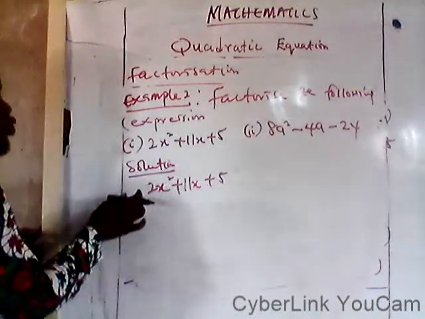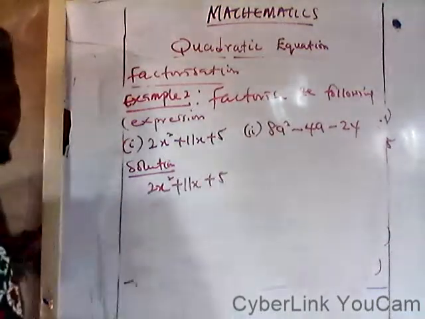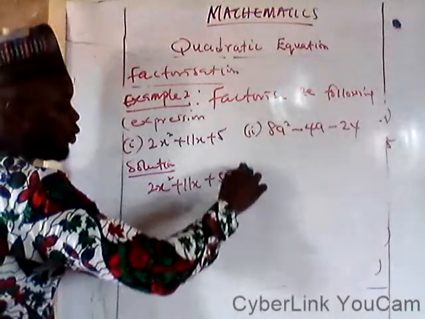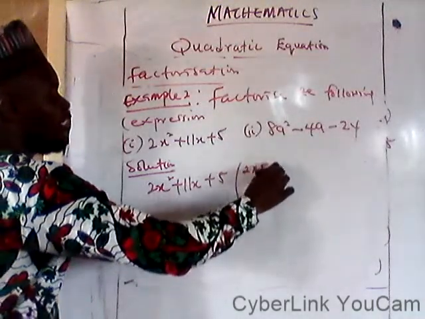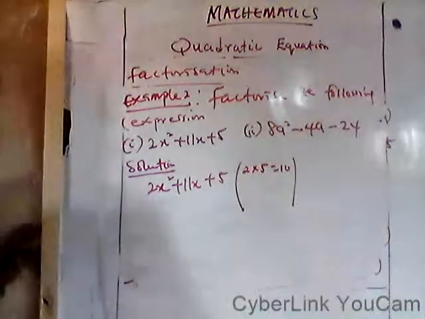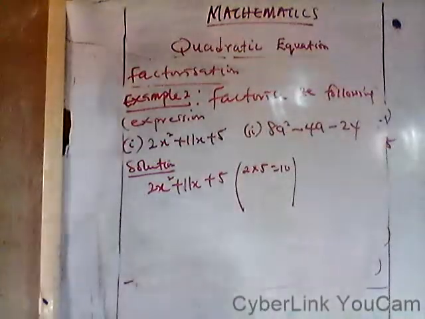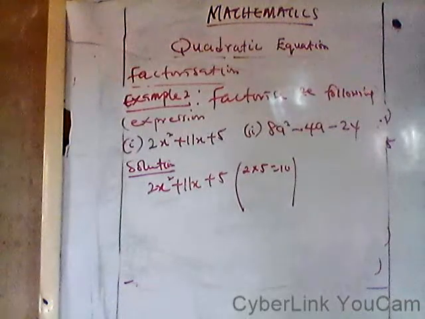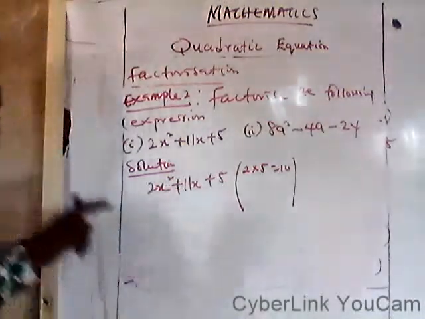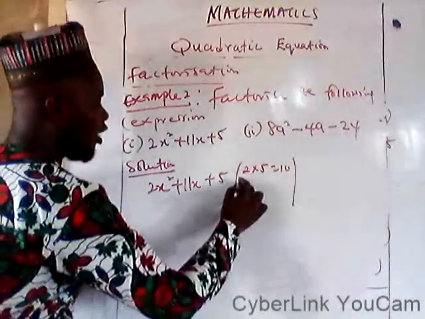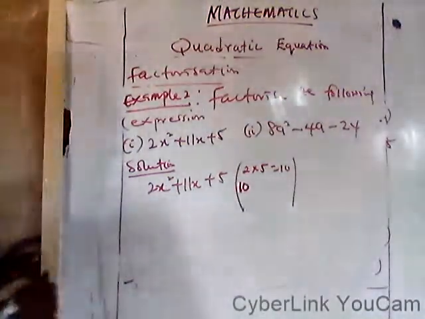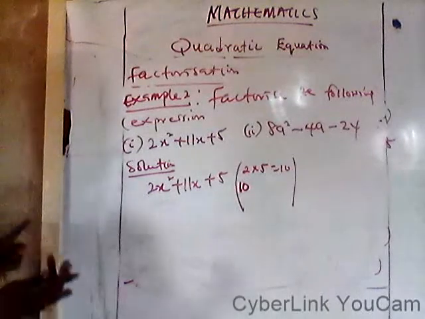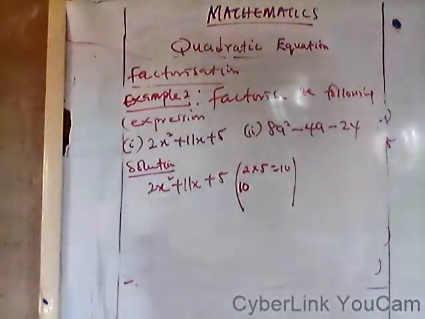We're now going to say 2 multiplied by 5. What is that? 2 times 5 will be 10. Then you now ask what will be the factors of 10 that when you add them together, you are going to get 11. There are a lot of them. If you have your 2 times 5 is 10.